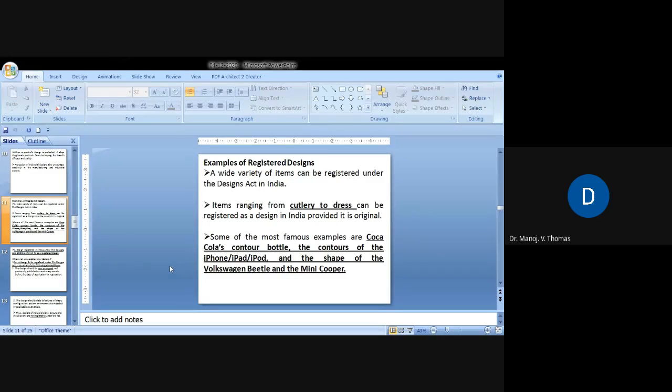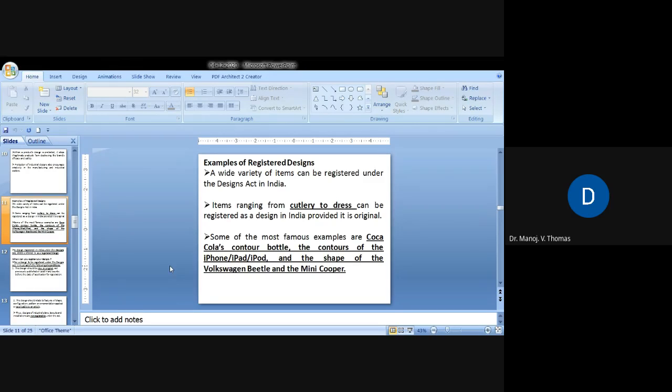Some of the most famous examples of design registration are the Coca-Cola bottle. You might have seen the Coca-Cola bottle, and it has a unique shape and contours. And the design of the iPhone, iPad, iPod, and the shape of the Volkswagen Beetle. This is a vehicle, and the Mini Cooper car. Not only this, all the cars' unique designs, the company will register so that others will not be able to copy it. Others will be prevented from copying the original design.